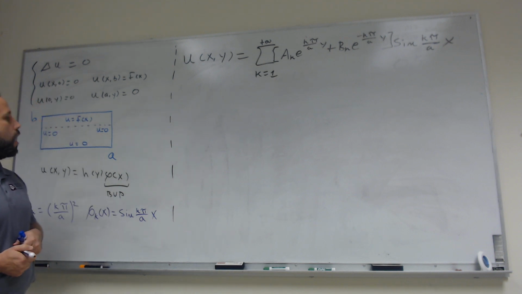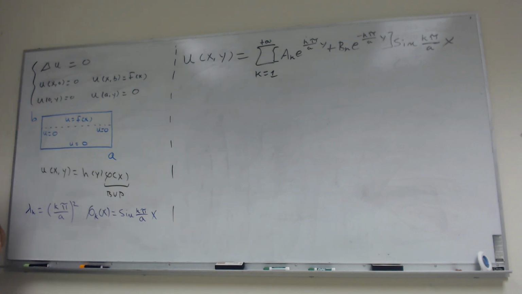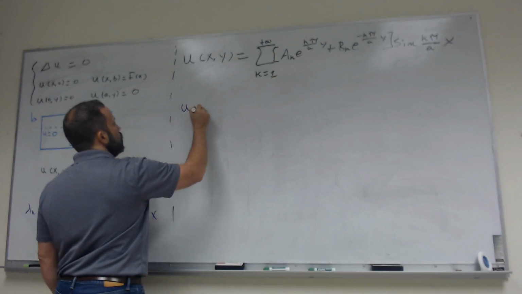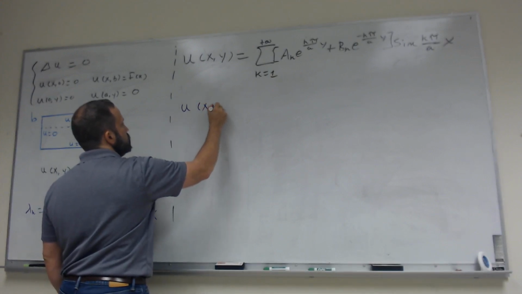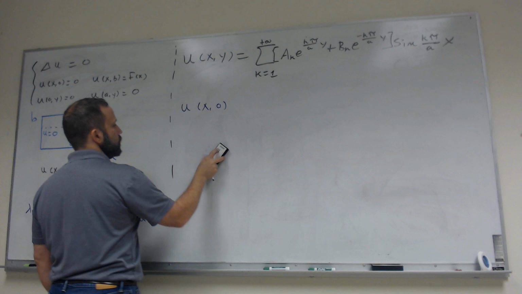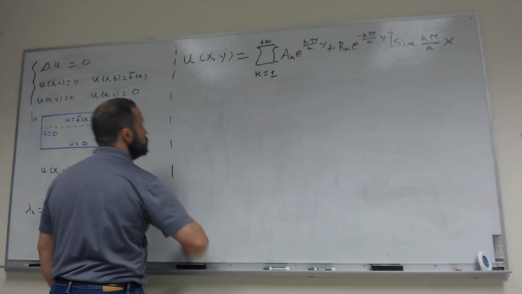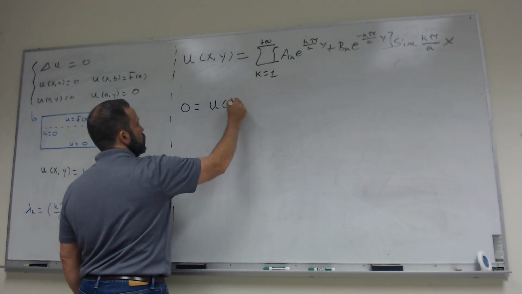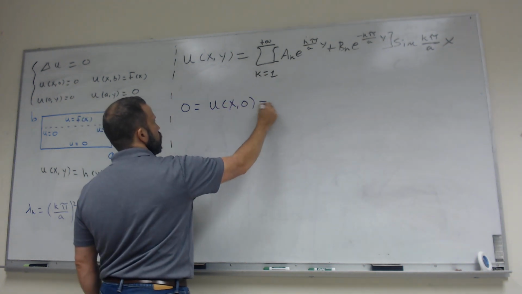Okay, so now how do we determine what AK and BK are? I'm going to first use the zero boundary condition. So I know that u of x, 0 is equal to 0. Actually, let me write this slightly differently: 0 is equal to u of x, 0.